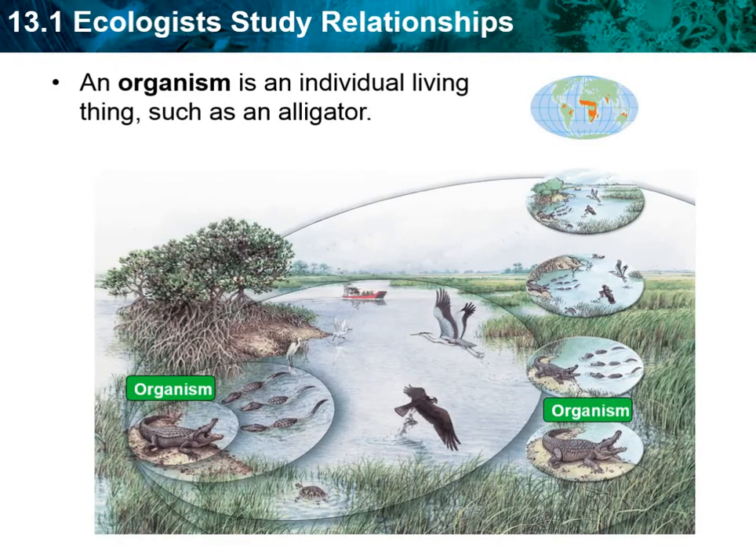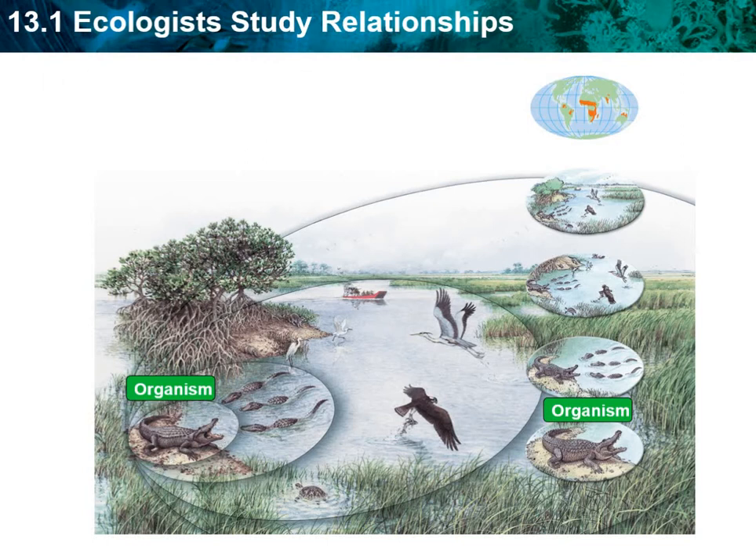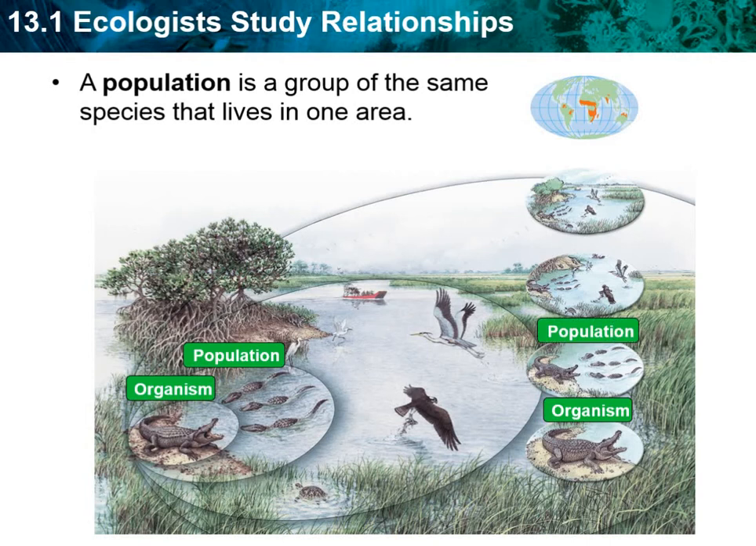An organism, such as in this picture down here, is going to be right here. This alligator is an example of an organism, so an individual living thing. That's really the smallest level of ecology that an ecologist is going to study. The next level up is a population, which is a group of the same species that lives in one area. So again, in that same picture, we've got a group of alligators, which would represent a population.